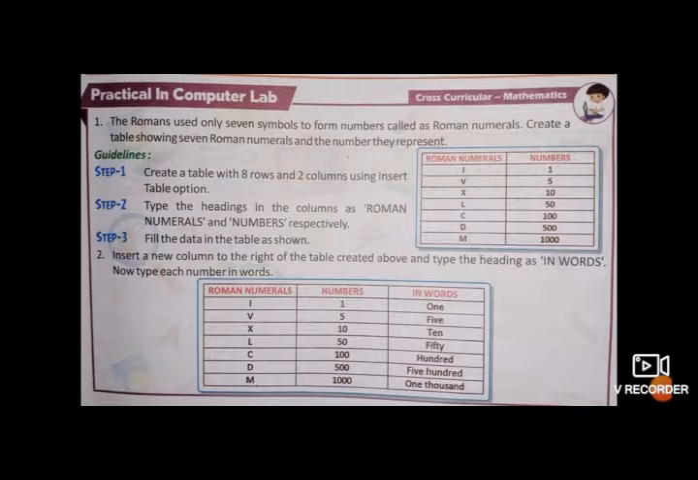Now I'll give you homework. So what you have to do here, you see here a table is given where 2 columns are there, Roman numerals and numbers. Alright, so what you have to do, you have to create a table showing 7 Roman numerals and the number they represent. Alright, then you have to insert a new column to the right of the table created above and type the heading as in words. Now type each numbers in words.